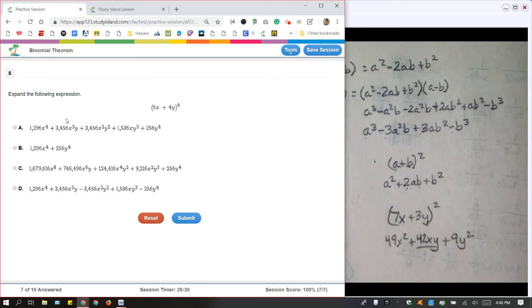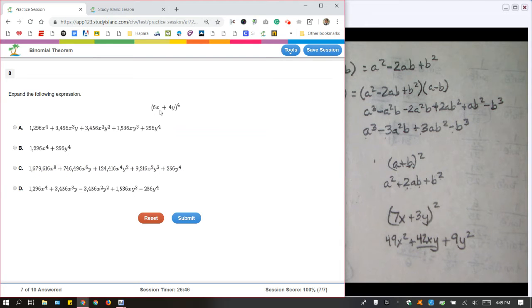Next, we're adding. So there should only be positive values in here. A has all positive values. C has all positive values. D has some subtraction in there. That's not going to show up if your binomial is 2 things being added together raised to an exponent. No negatives are going to pop up. So now we already know it's either A or C.